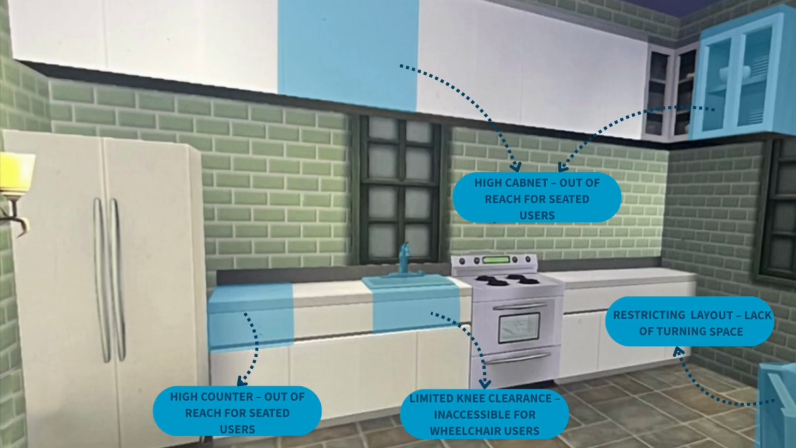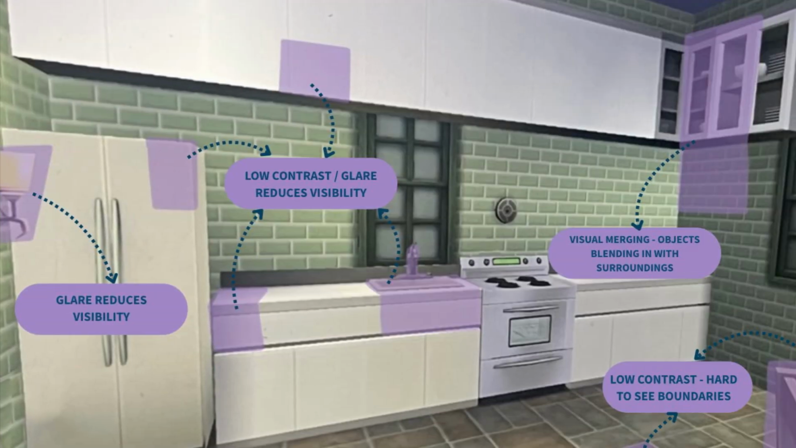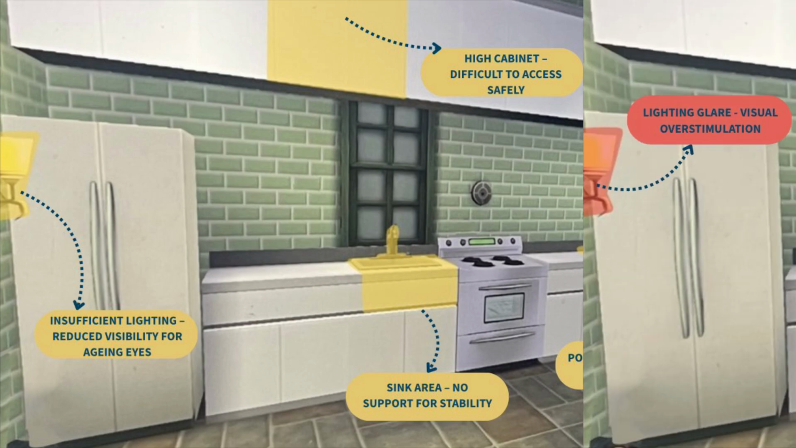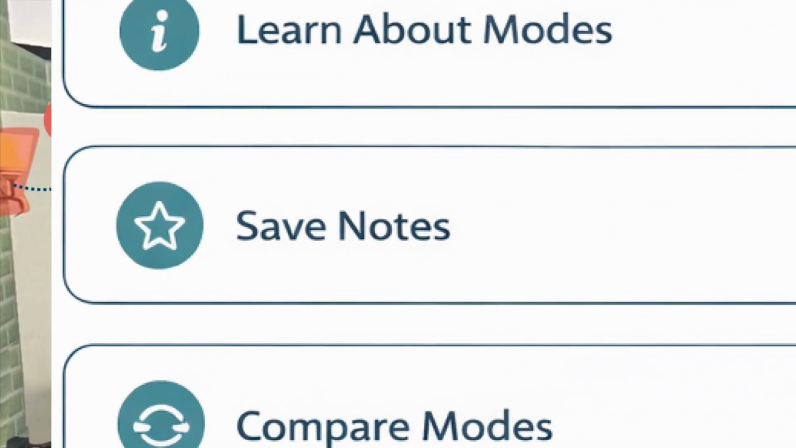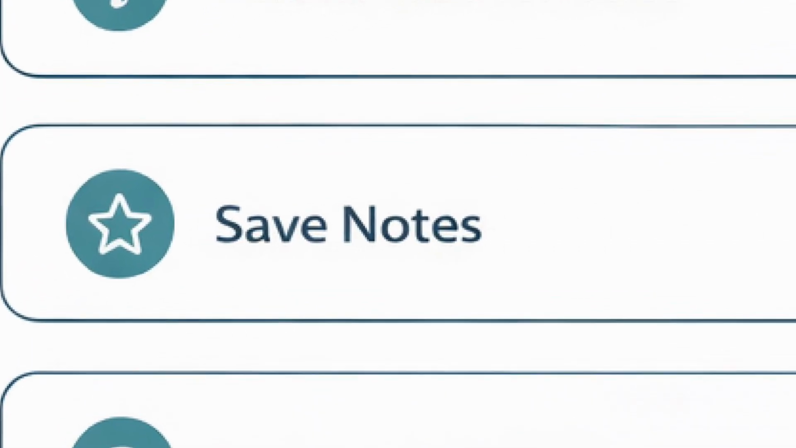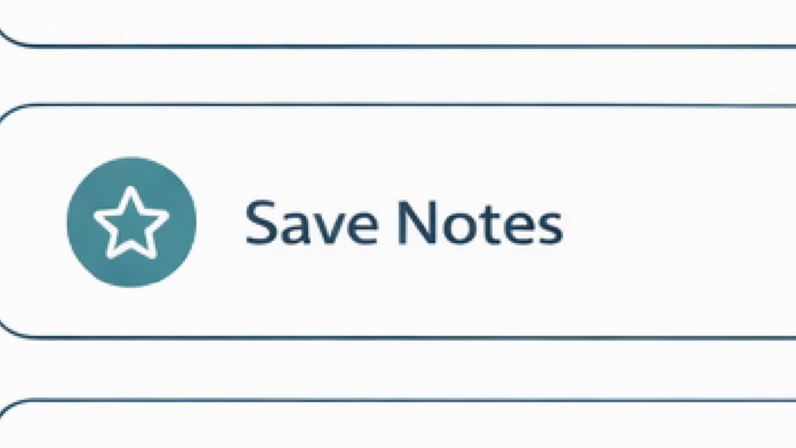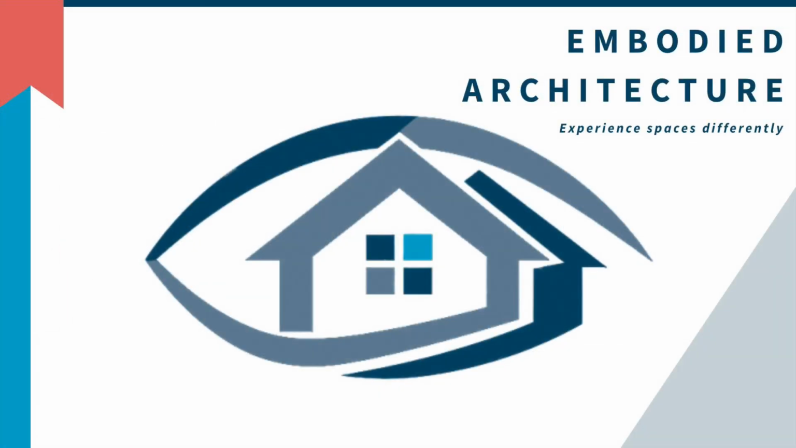Across all these modes, the same kitchen feels completely different, and throughout the experience, users can record what they notice, either by typing directly into the interface or by speaking aloud and having their thoughts automatically transcribed. It means every reaction, every barrier, every moment of clarity can be captured as it happens.